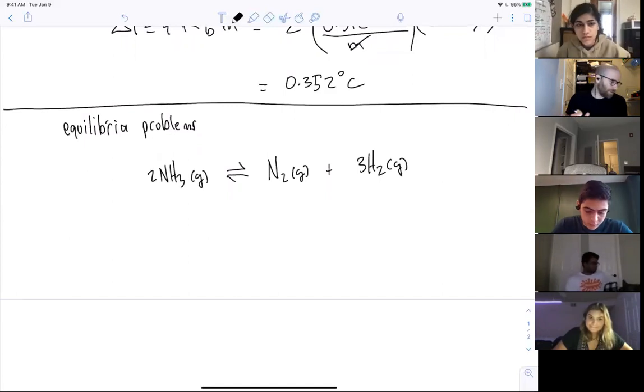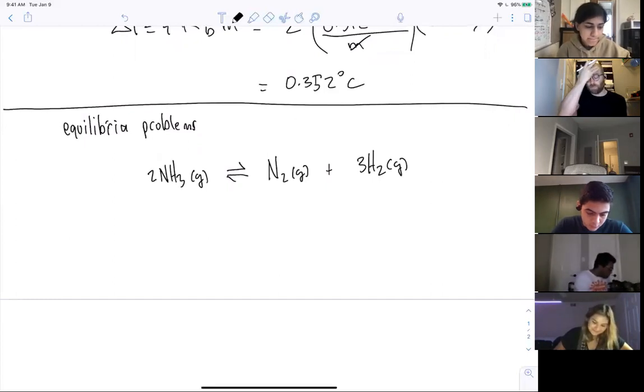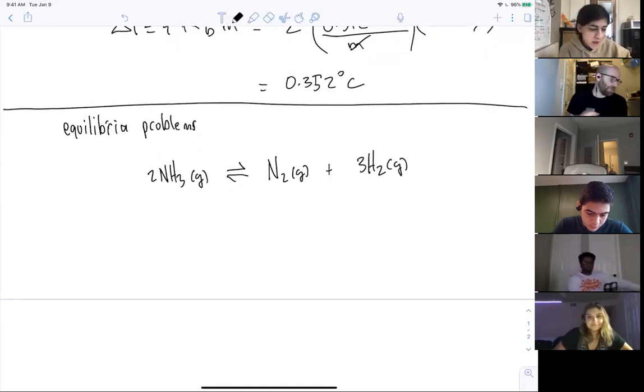Anyway, it's an interesting reaction in general. This was developed in the early 1900s, and it's still the way that we make fertilizers. So ammonium nitrates and these types of things are made with the reaction. Anyway, just a little bit of history.